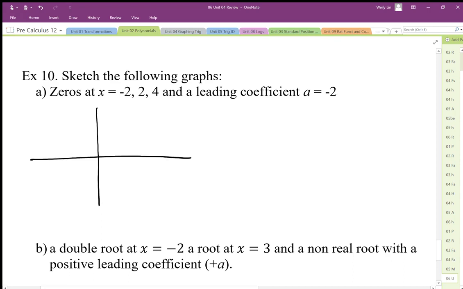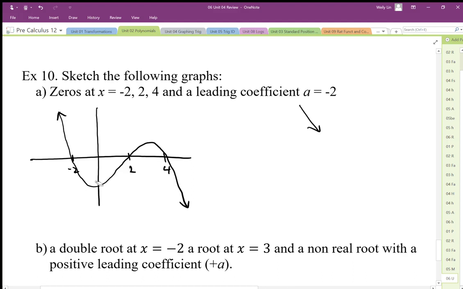So we have solutions here at negative 2, positive 2, and 4, and it's a negative coefficient, so we know that as a cubic it's going to go down in this way. So it's going to have to go through the zeros in this kind of pattern. So that's one possibility.